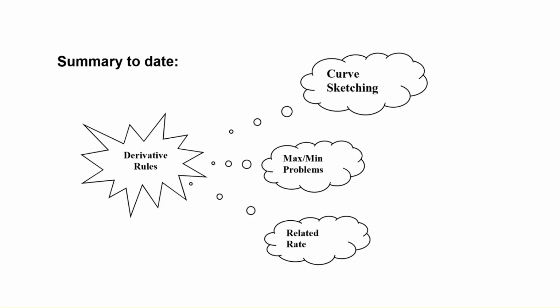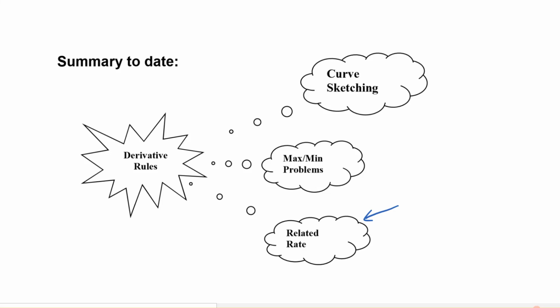Hello everyone. So far we have discussed different things about derivatives. So we learned the derivative rules. We talked about chain rule, product rule, quotient rule, and implicit differentiation. And we also did some curve sketching, some problems on maxima, minima. So next we're gonna talk about related rates.